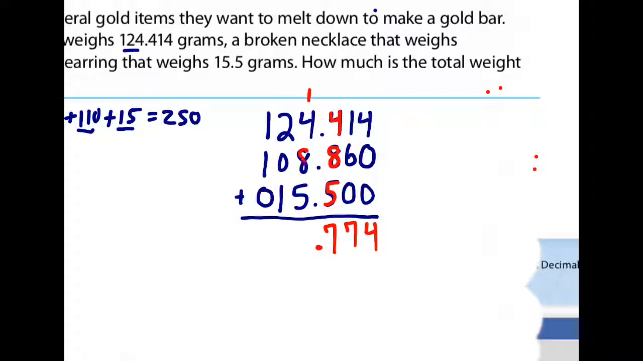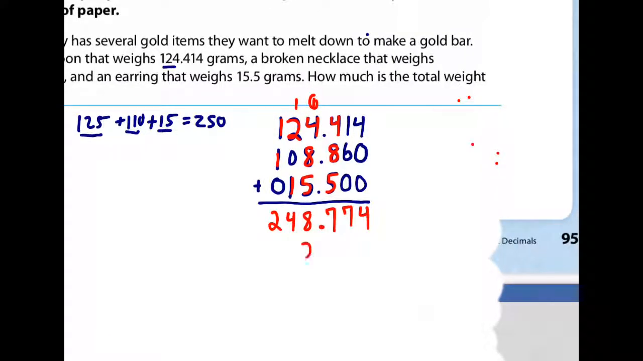Now I have 8, 12 plus the 1 is 13, plus the 5 is 18. Carry the 1. 1, 3, 4. 1, 2. And notice my answer is close to 250, so I know it's reasonable. All right, so that is the answer, and the unit is grams. All right, if you did not get that, I want you to pause the video and make your correction now before we go on to the next problem.